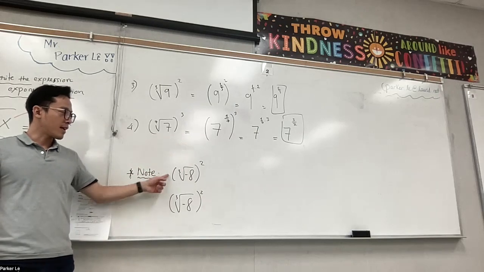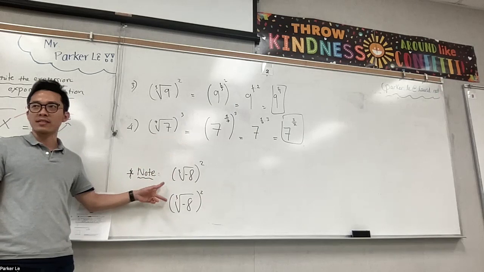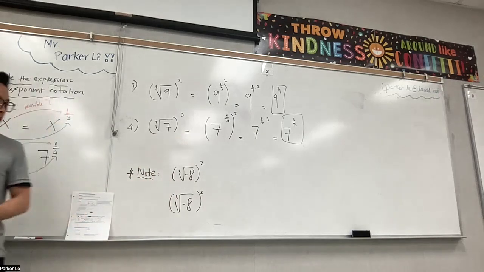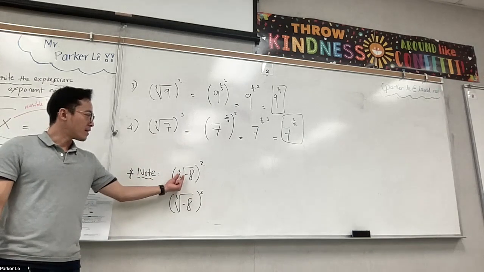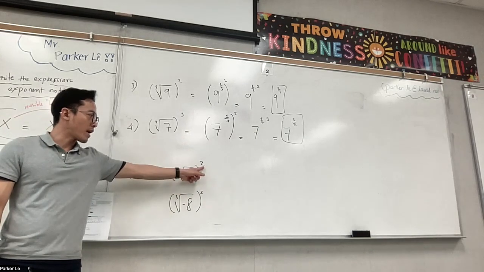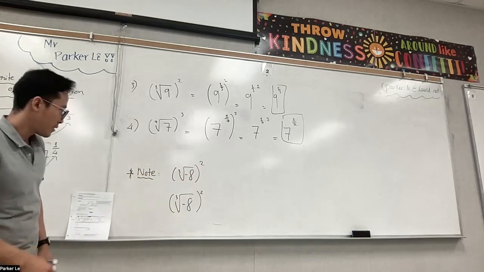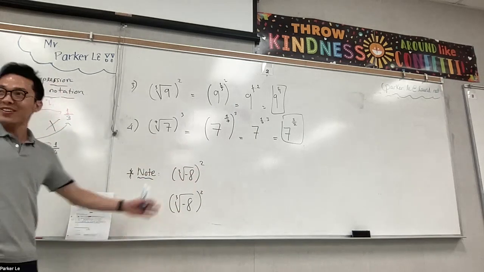Think about first. Are they different or the same? I want you to think about that first. I have cube root of -8, but a square outside, and I have, did I write the same thing? Yeah. Oh, so they are the same.